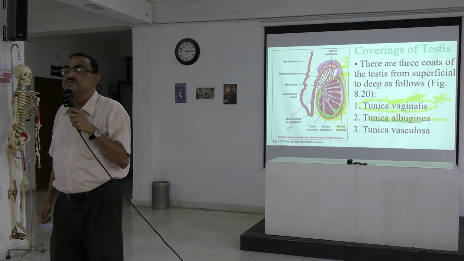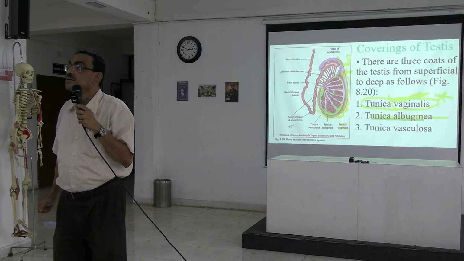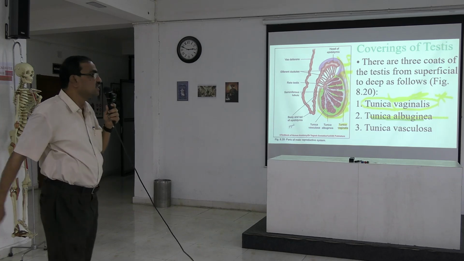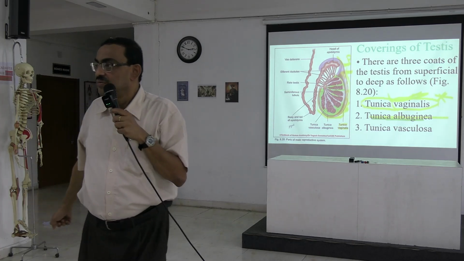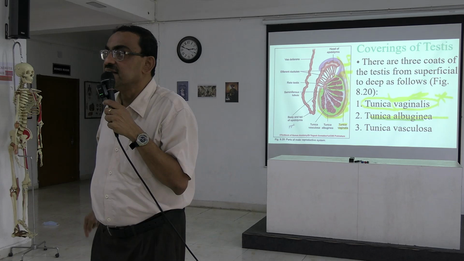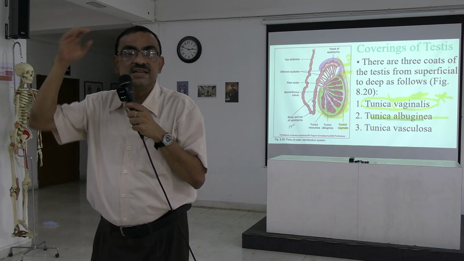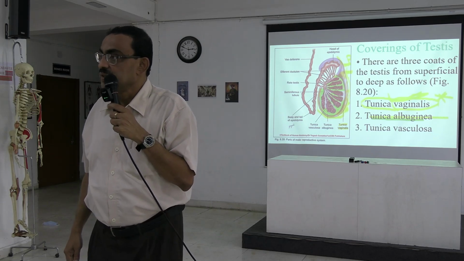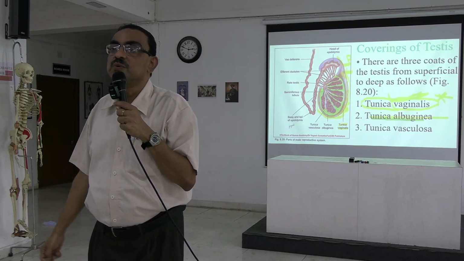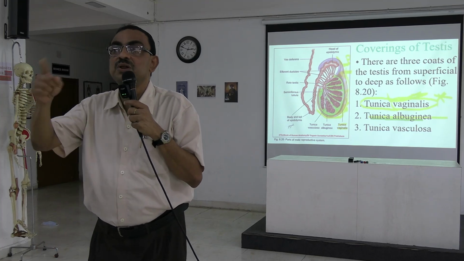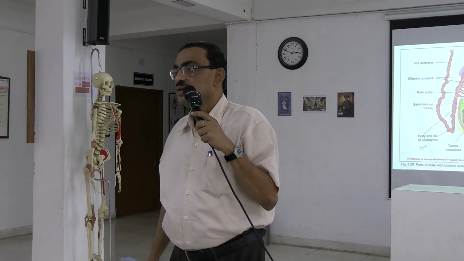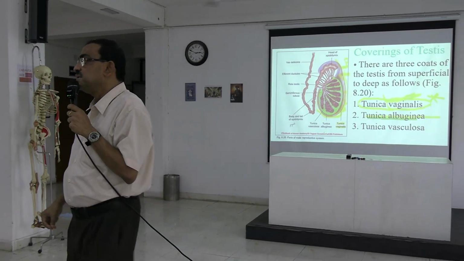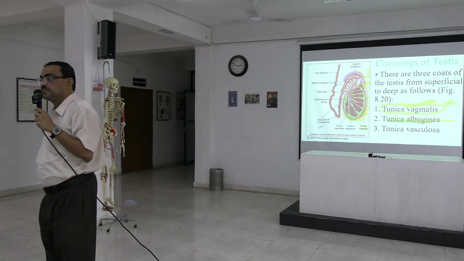Okay, and these lobules or lobes are pyramidal in shape. We can see the base at the periphery. That is, the base is directed anteriorly and the apex is directed posteriorly towards the mediastinum. Okay, and within the lobules, what do we get? There are some convoluted tubules. In each lobule, we can get 1 to 3 seminiferous tubules.